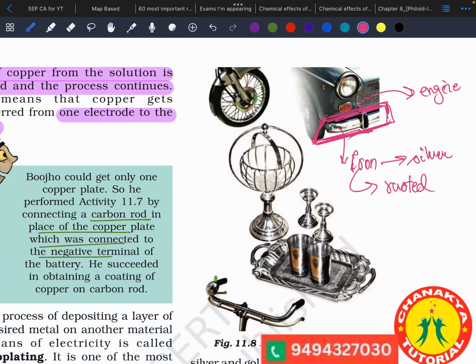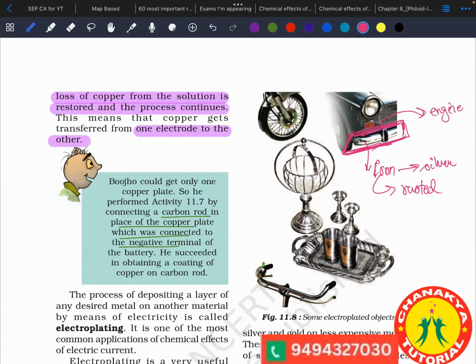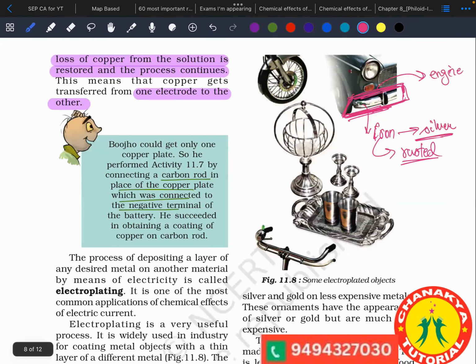This front part is used to save the engine, which is behind this part, and it is made of iron, because when it hits any material or any object, the engine will be saved because this part is iron. Iron is tough, and to save this iron from getting rusted, we have coated it with silver so that it does not get rusted when coming in contact with moisture.